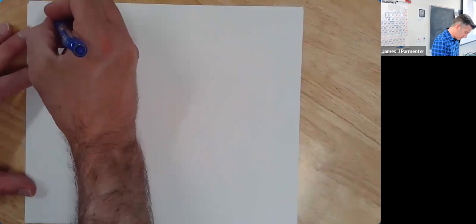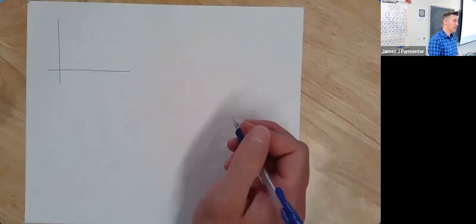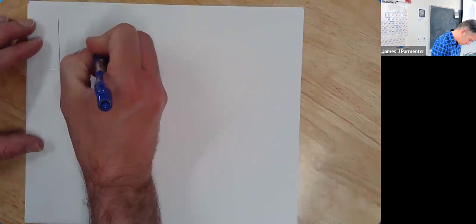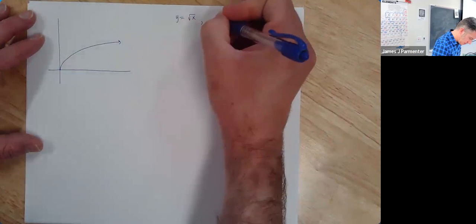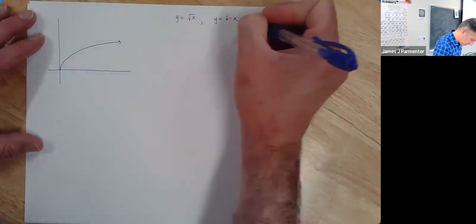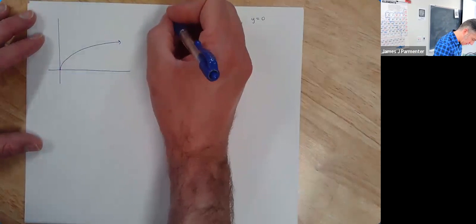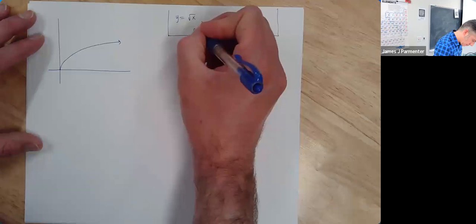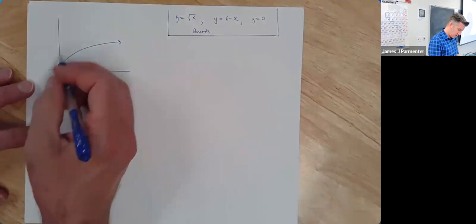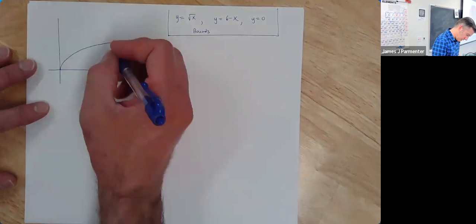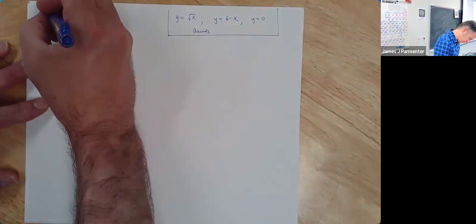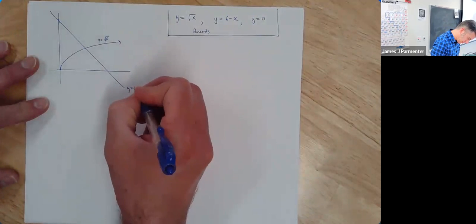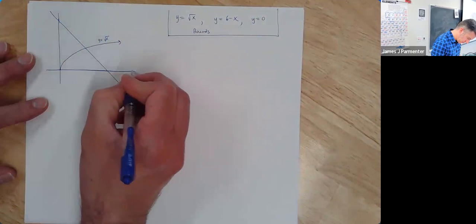Well, it kind of depends. Here's an example. Let's say I want to describe the following region: the region bounded by y equal to the square root of x, y equal to 6 minus x, and y equal to 0. These are the boundaries of our region. Here's y equal to the square root of x. Here's y equal to 6 minus x. And here's good old y equal to 0.